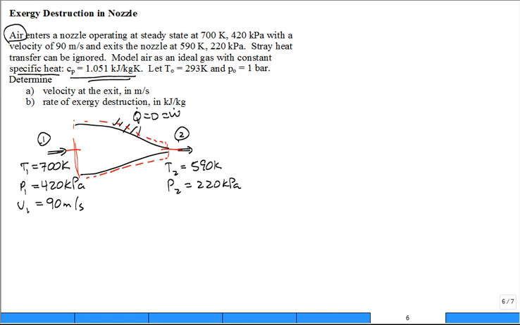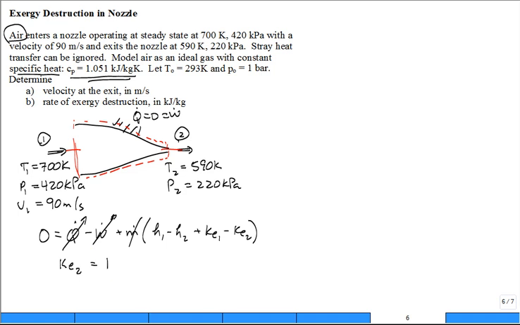Mass is trivial: m dot in equals m dot out, steady state. Energy is what we really need to get to velocity. So when we do the energy balance, we're going to say, steady state, Q dot, that's 0, minus W dot, that's 0, equals m dot times H1 minus H2 plus KE1 minus KE2. Look familiar? Neglecting changes in potential energy. The m dots even cancel. So what we have is that the kinetic energy at the outlet is equal to the kinetic energy at the inlet plus H1 minus H2.